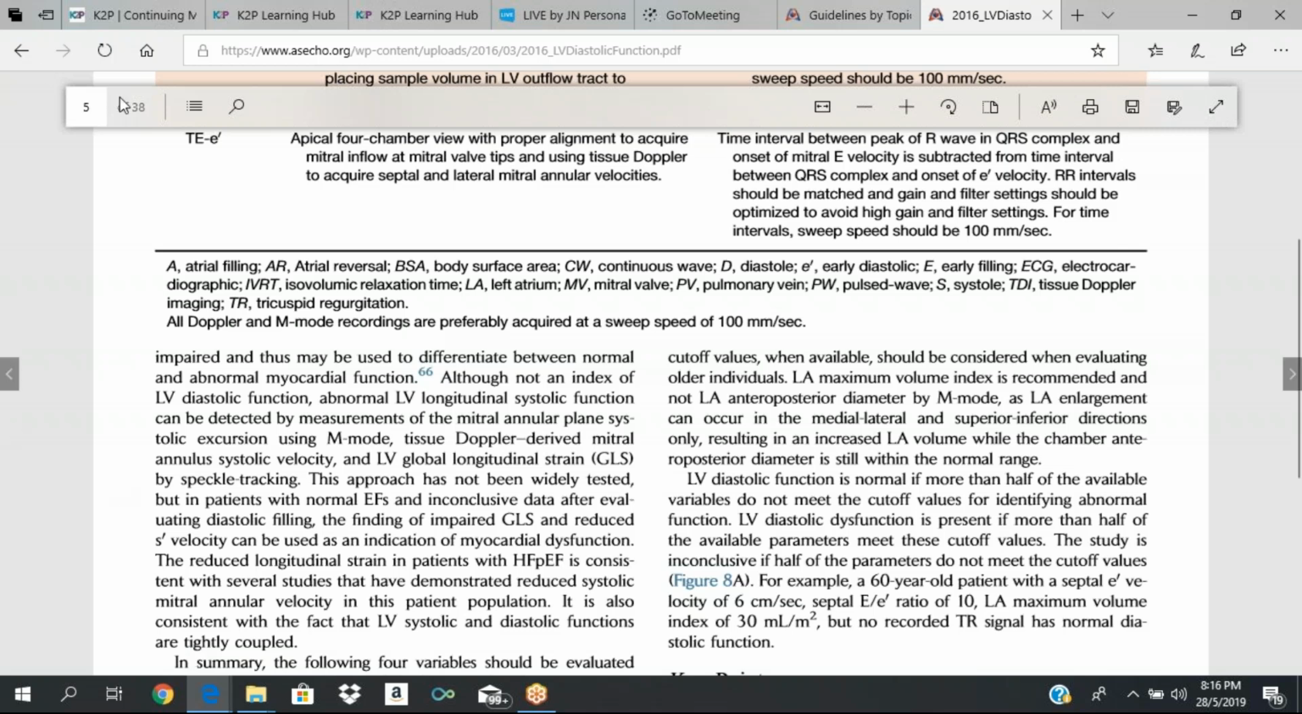We're going to stop here, and on Thursday we're going to actually look at how we grade the diastolic dysfunction.